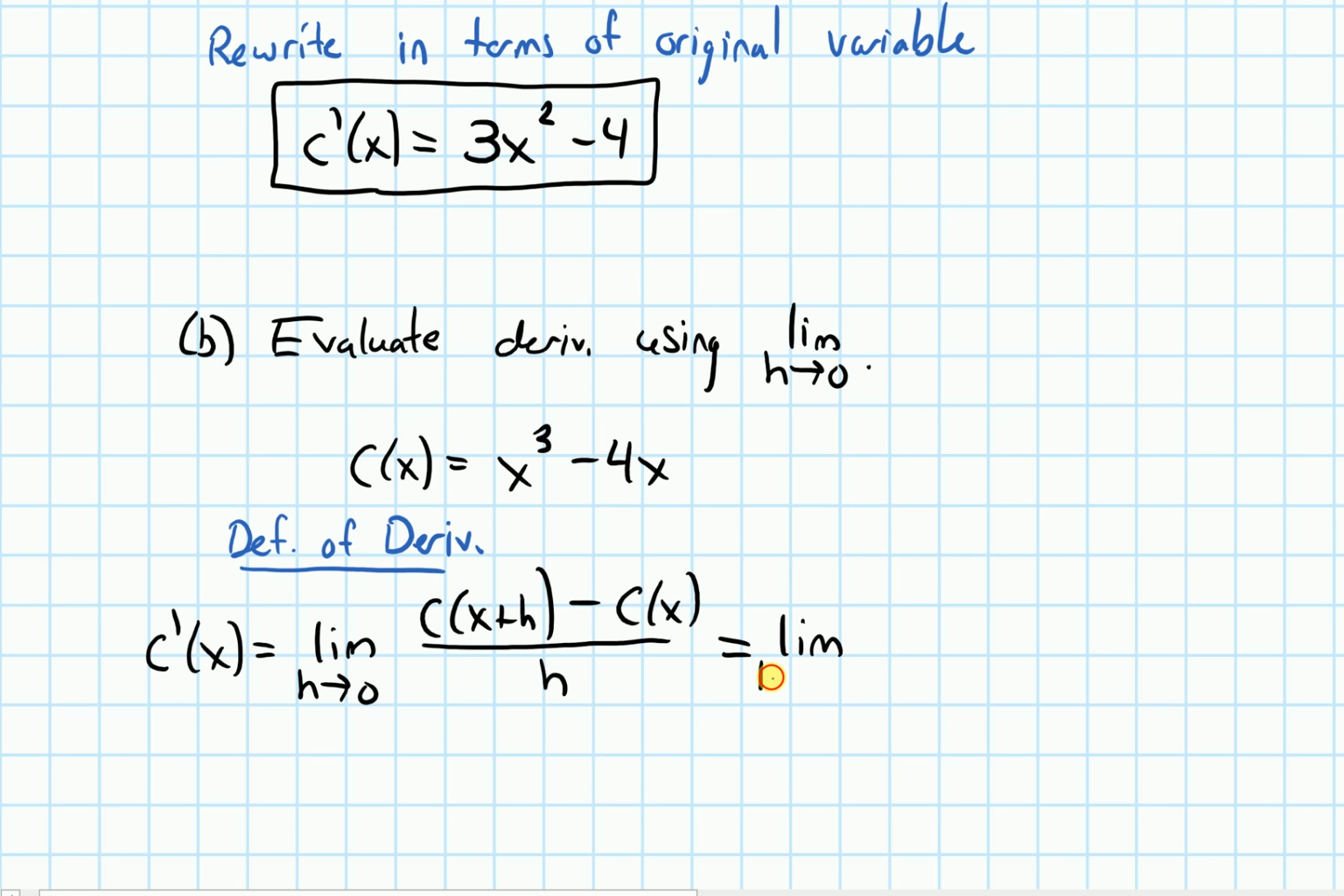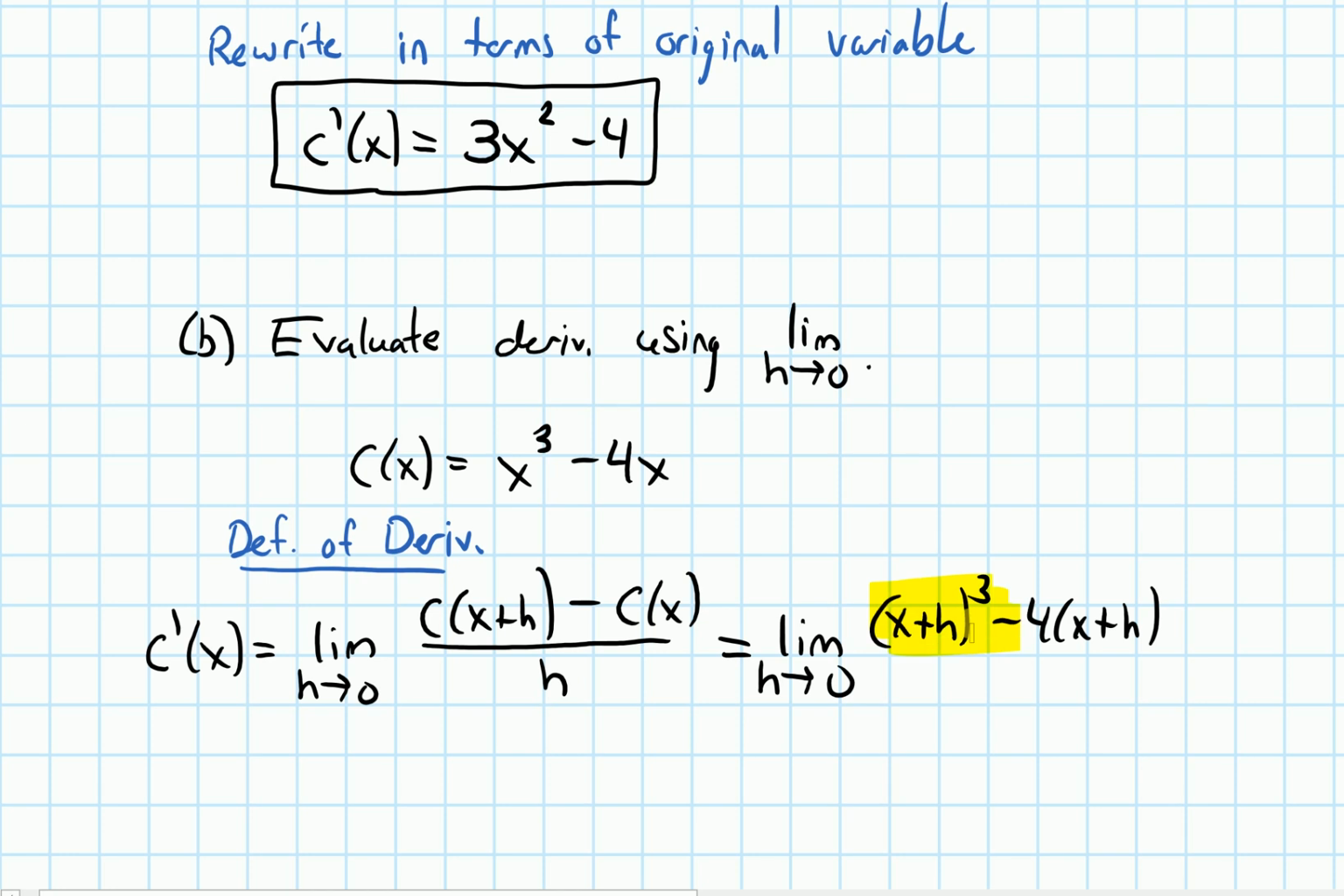All right, so now let's start to evaluate. We have the limit as h approaches 0. C of x plus h means take that x plus h and plug it into the function for the x. So anywhere there's an x, we're going to plug in x plus h. That gives us x plus h cubed minus 4 times x plus h.